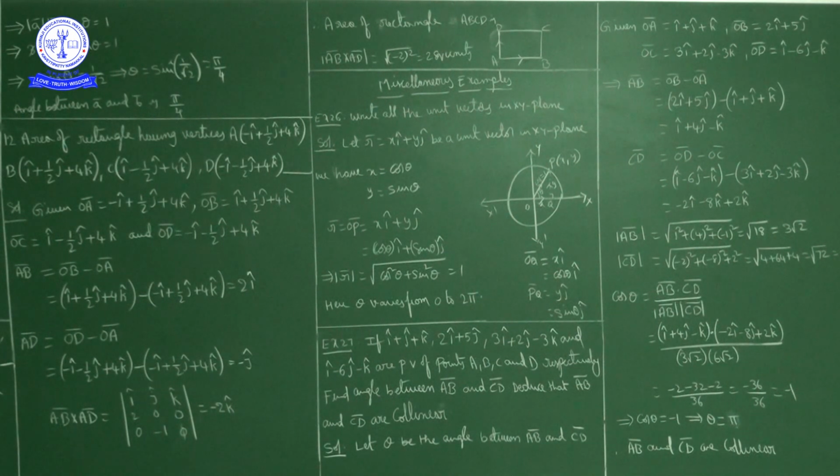A unit vector means a vector of magnitude 1 unit. Okay. Well, consider let r bar is equal to xi cap plus yj cap be a unit vector in xy plane.